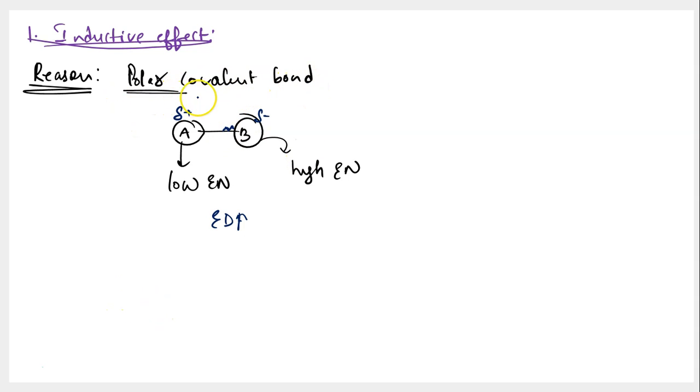And because a polar covalent bond exists in a molecule, you get to see this partial charge separation. These delta positive and delta negative charges you see, what are they because of? They cause partial charge separation in the molecule. Because there is a partial charge separation, you get to observe the inductive effect.